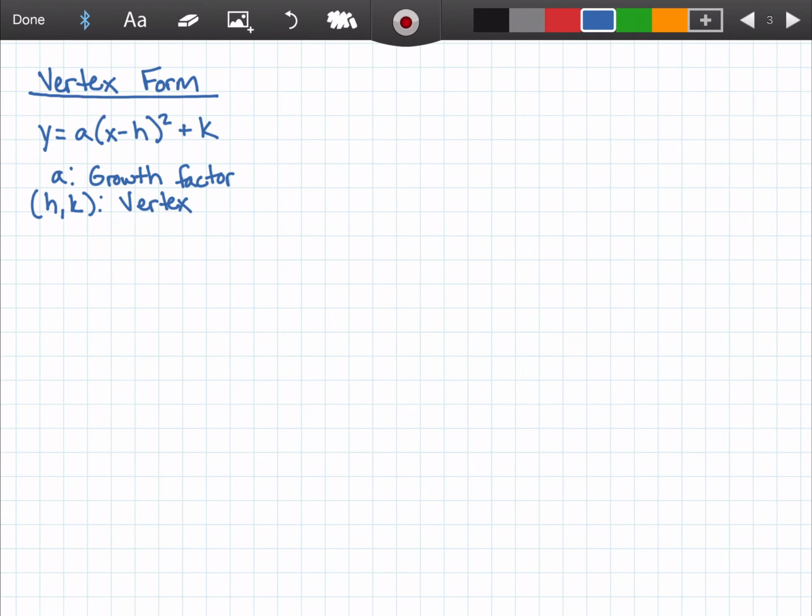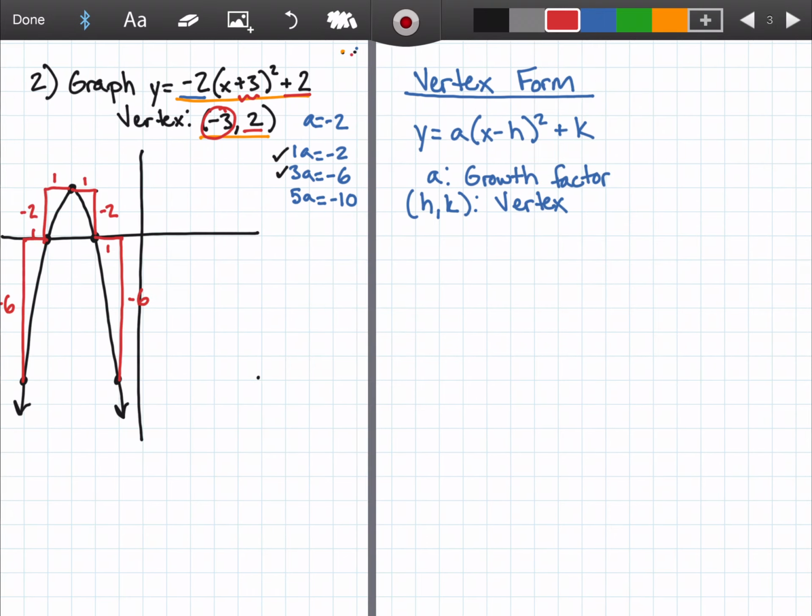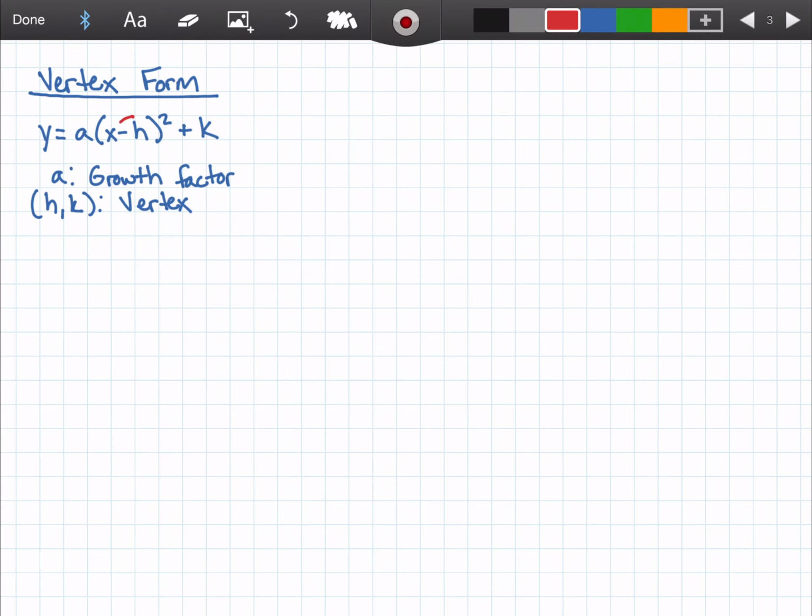So what I'm hoping that you were noticing is that from my equations, to get my vertex, the y coordinate just carried in, the x coordinate, I just switched the sign. So -3 and then +2. And the reason that's happening is because in our definition, this is an x minus h, meaning we need to take the opposite of what's in that parentheses, and that's our definition.